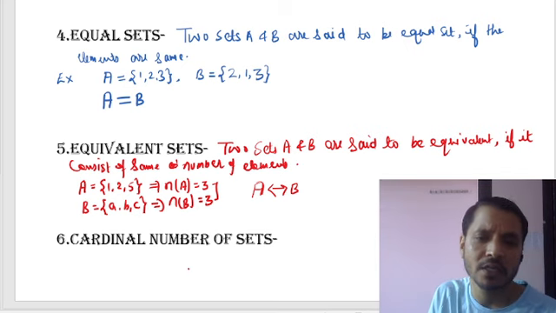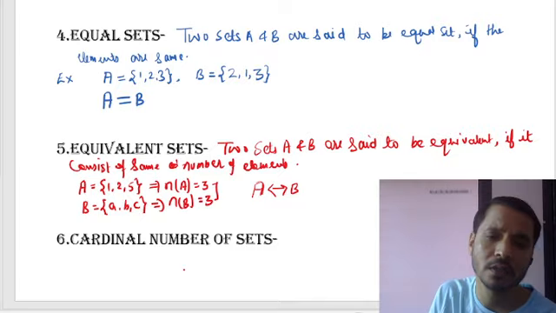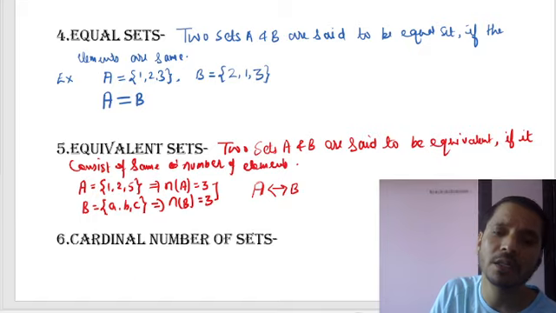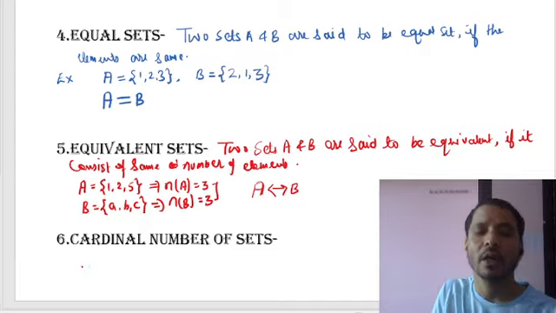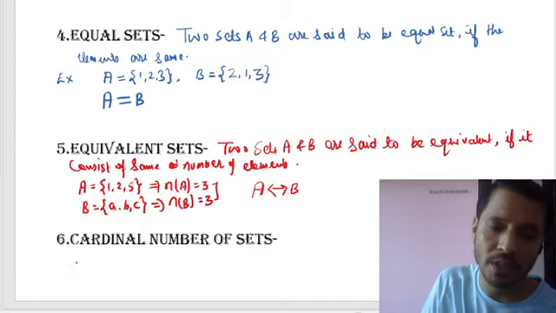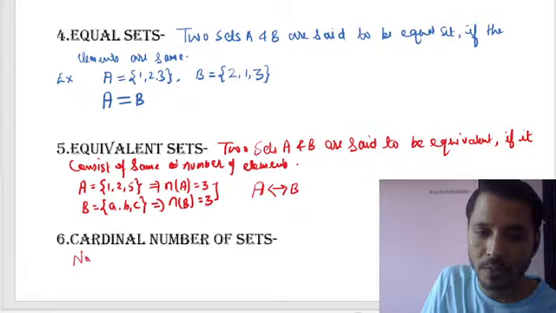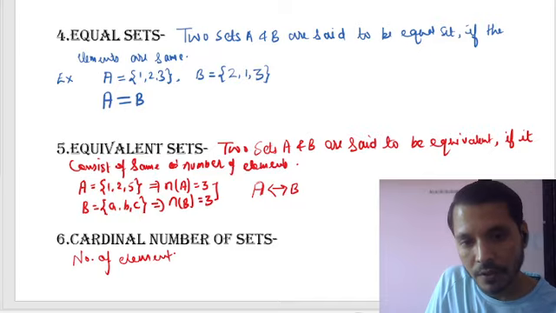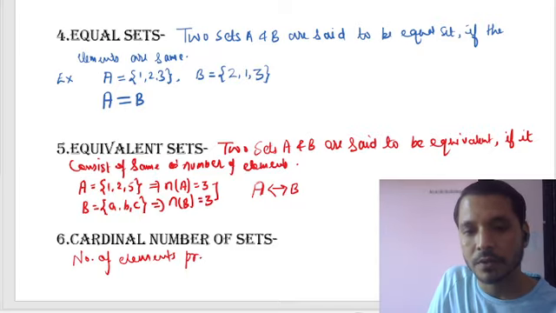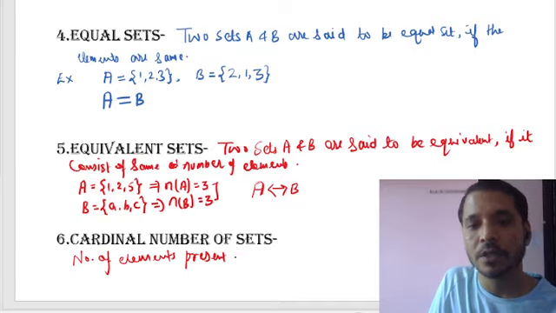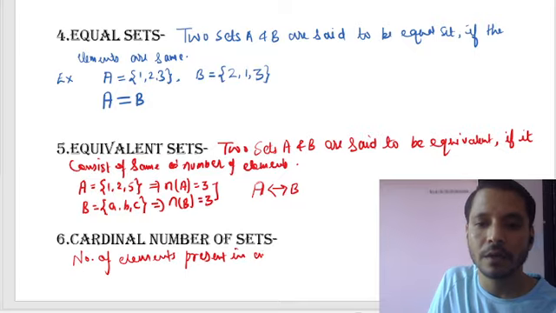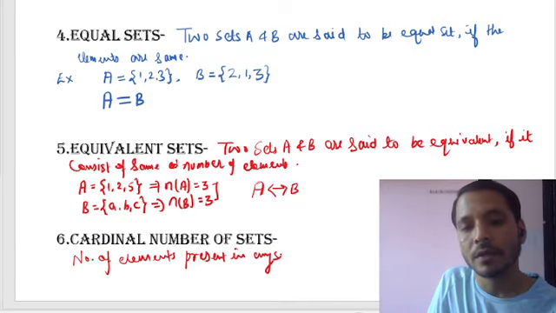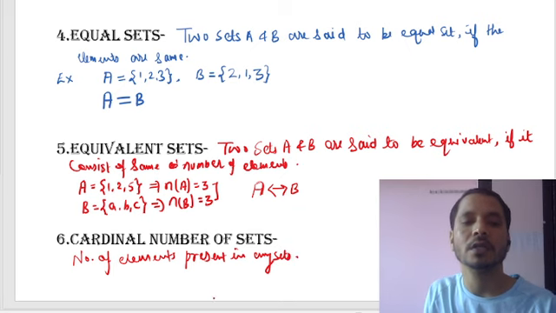Now, what is the cardinal number of a set? These are extra facts actually, from the NCERT. Cardinal number is nothing but the number of elements present in any set. Number of elements present in any set is called the cardinal number.